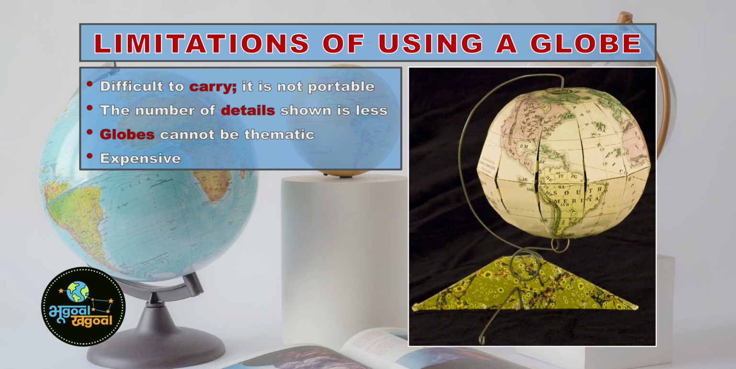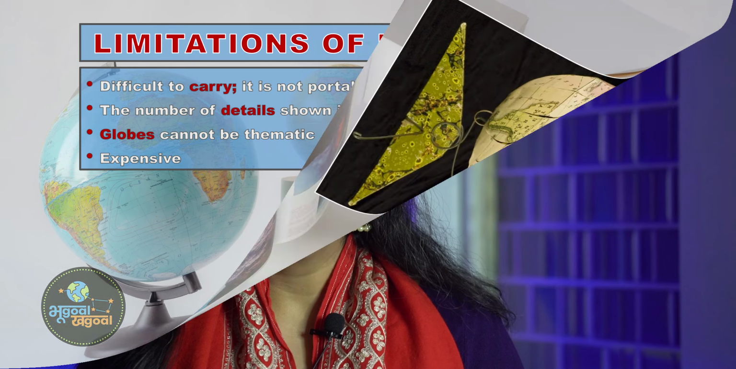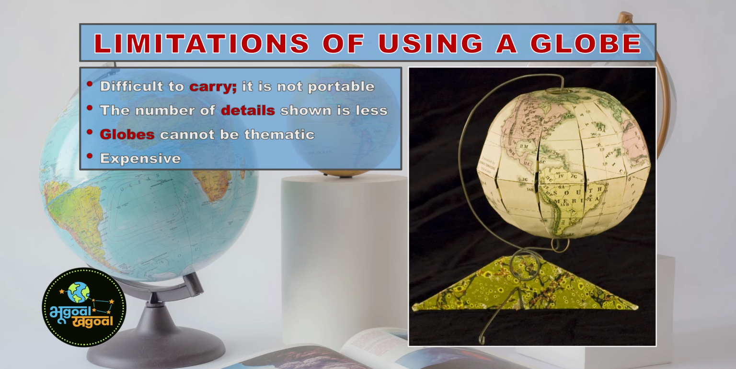However, there are certain disadvantages of globes. First, it is very difficult to carry, so it is not portable. The amount of detail on the globe is very little, and globes cannot be customized because they are very expensive. So they cannot be thematic like maps, and the distance between two places cannot be measured accurately on the globe. So friends, this completes an overview about the globes.